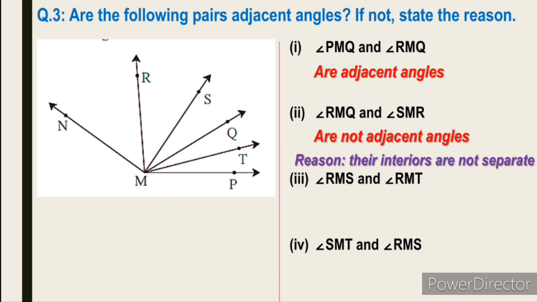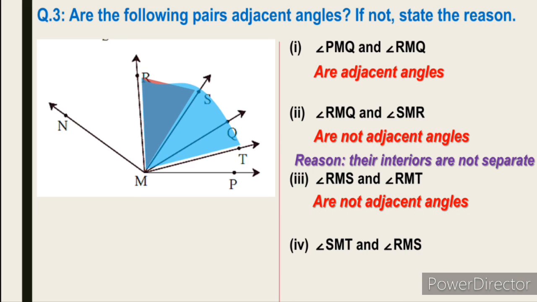Coming to the third pair, RMS. So we'll see where RMS is, and RMT. Again, the condition is same. Your angles are overlapping to each other. For that reason, it is not adjacent angle. RMS and RMT are not adjacent angles. Reason is their interiors are not separate because it is overlapping.